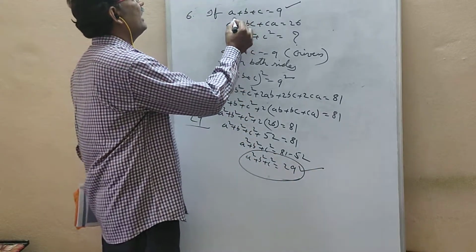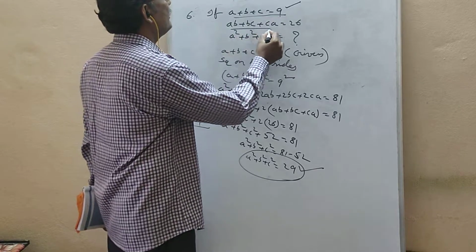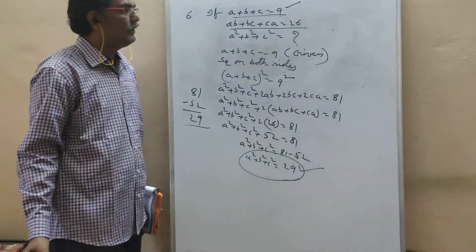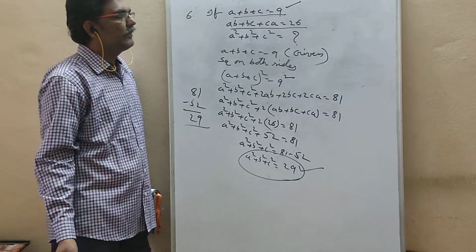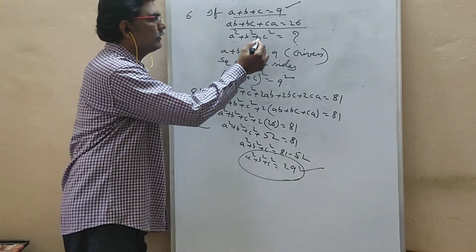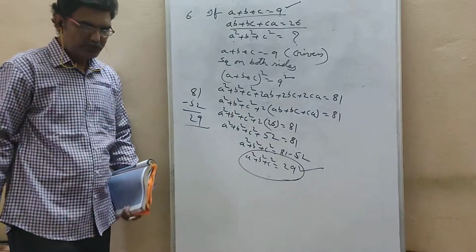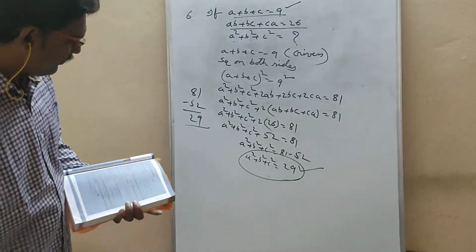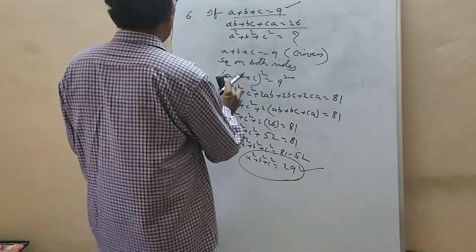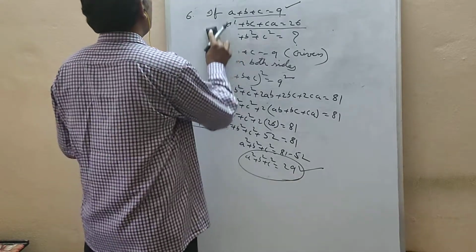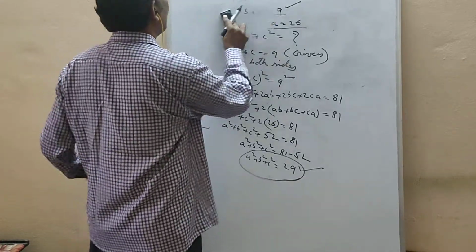When they give the a plus b plus c value and the ab plus bc plus ca value, we can find the a square plus b square plus c square value by using one identity. So identities you have to know very well. Okay. Now we will go with the seventh problem.